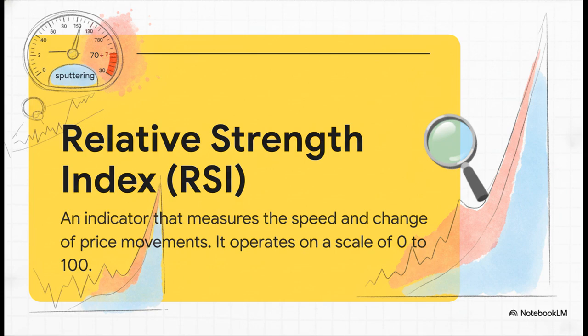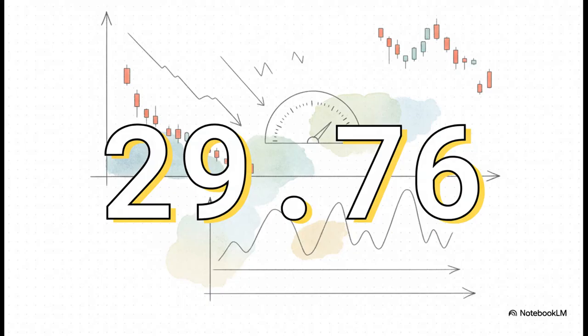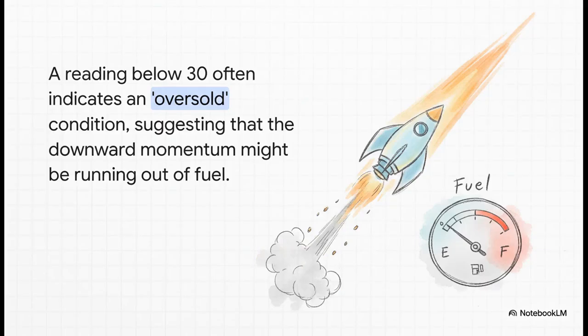We call that oversold. So what's the reading on DRCT's tachometer right now? According to the report, it's sitting at 29.76. So yep, that puts it right in that sputtering oversold territory. Now, this is a really interesting clue.